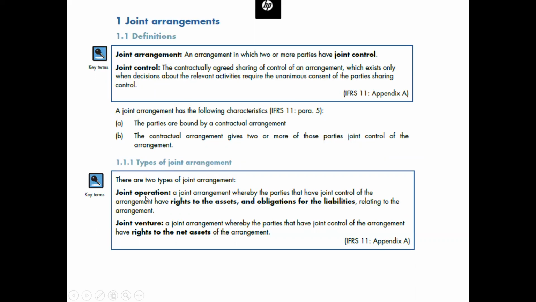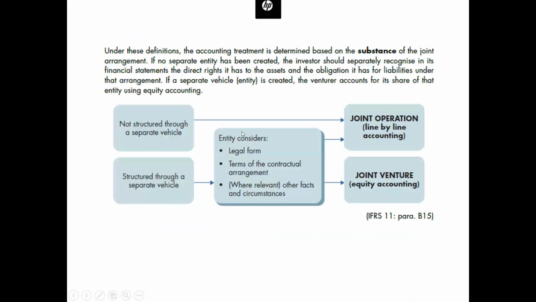And then once we conclude now that there's a joint arrangement, I then need to see that there's two types, a joint operation and a joint venture. Now, a joint operation, you need to see that I have rights to assets and obligations relating to the agreement. And a joint venture, I have the right to the net assets. And I'm just going to make sure you understand this in a bit clearer part on this diagram. So if the arrangement is structured through a separate vehicle, okay? If it's structured through a separate vehicle, it will be a joint venture at the end of the day if I have the right to the net assets, meaning I have an equity share, okay?